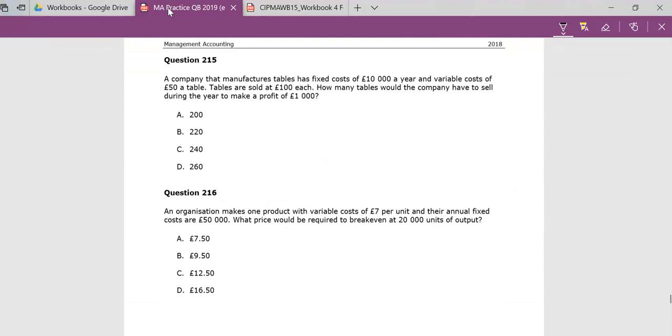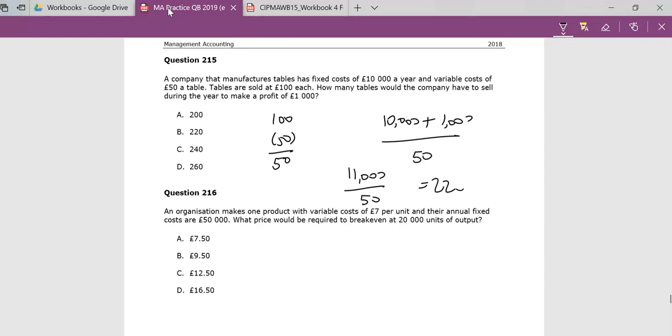And let's do these ones. So what are we doing here? A company manufactures tables. You're selling each for 100, and the variable cost is 50, so you're making 50 contribution. You have fixed costs of 10,000. I'm just going to mix them together now because you can see what I was doing there. So basically, how many am I going to sell? 11,000 divided by 50 takes us to 220 tables, right? 220 tables.